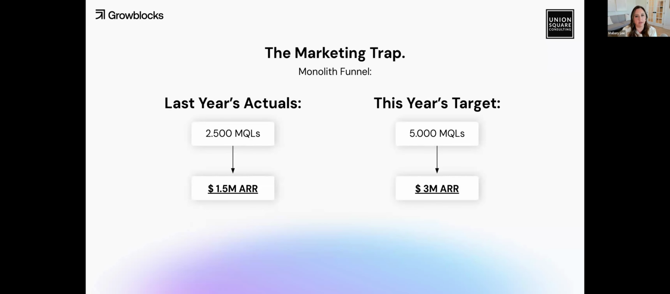I think we've all been in these situations where we're doing our planning for the upcoming year. We had 2,500 MQLs last year, and that got us about 1.5 million in ARR. For this year, we're growing a lot. We need to double. We need 5,000 MQLs. And logic would help you see, hey, that could be $3 million. We're going to double everywhere around.